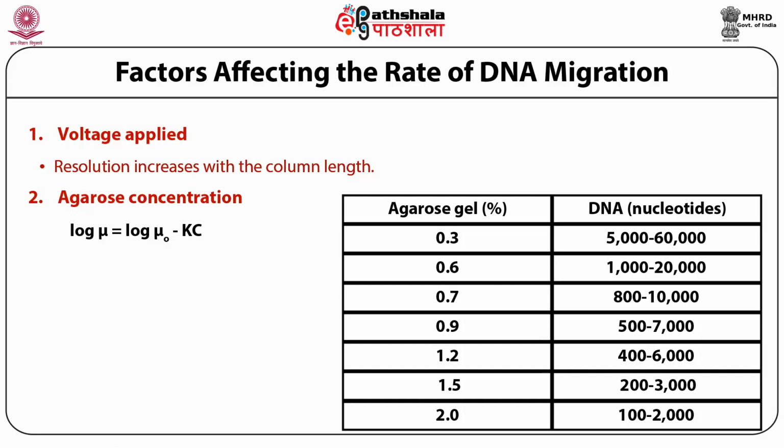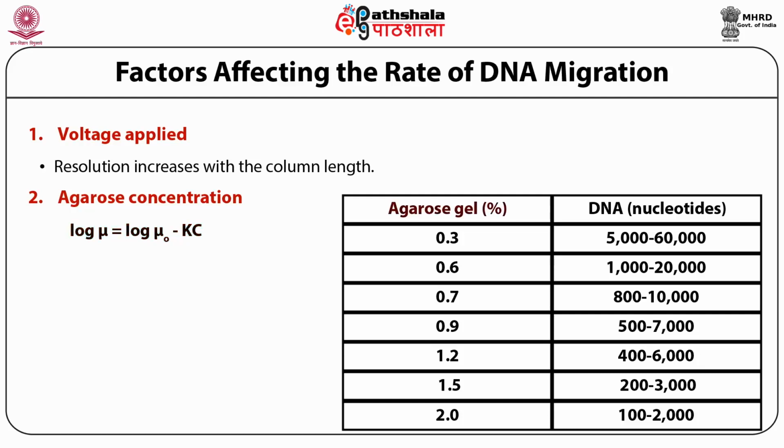The second important factor is the agarose concentration. The equation relating to this is that the logarithm of the electrophoretic mobility of DNA, mu, varies linearly with the gel concentration C. In this equation, log mu is equal to log mu naught minus Kc. Mu naught is the free electrophoretic mobility of DNA, and K is a constant called the retardation coefficient, which depends on the size or the shape of the molecule.